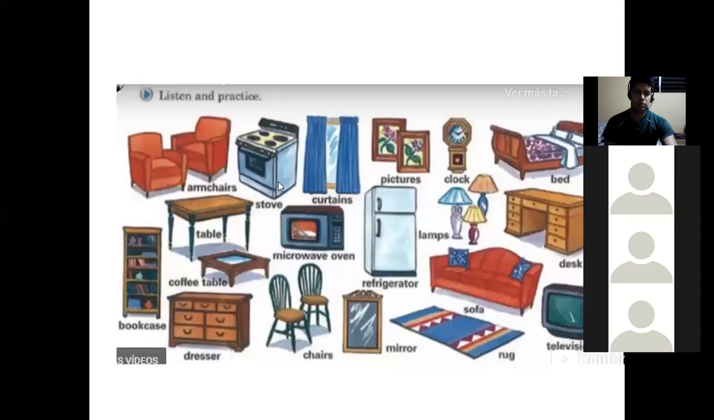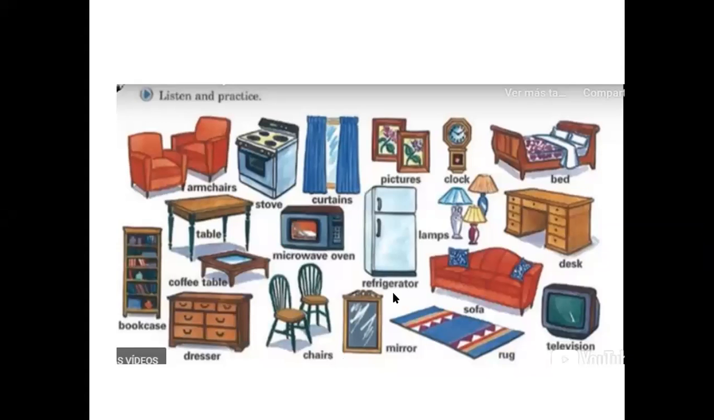All right, so look at this. Here we have this furniture at home. For example, we have a bookcase, a dresser, a coffee table, a table, armchairs, stove, a microwave oven, chairs, curtains, mirror, a refrigerator, pictures, lamps, a clock, bed, a desk, sofa, a rug, and a television or a TV.